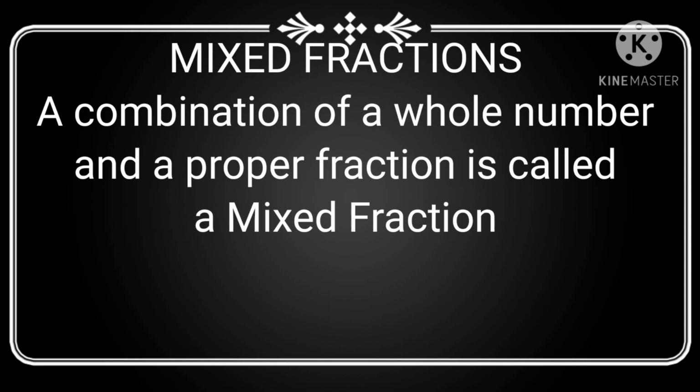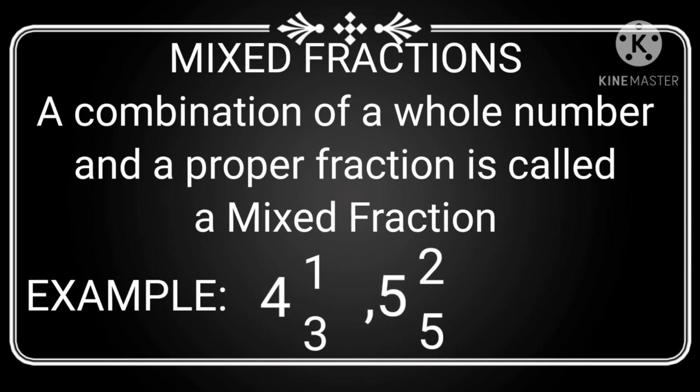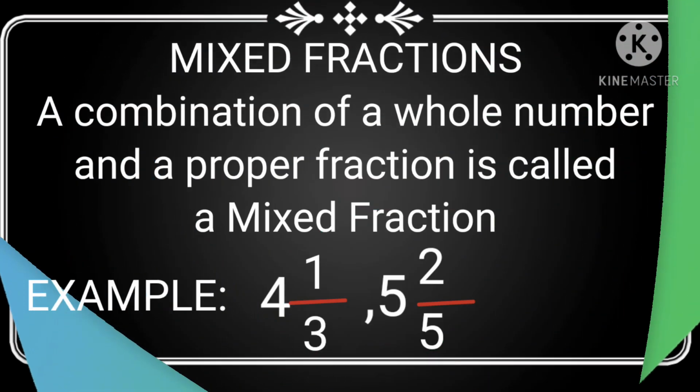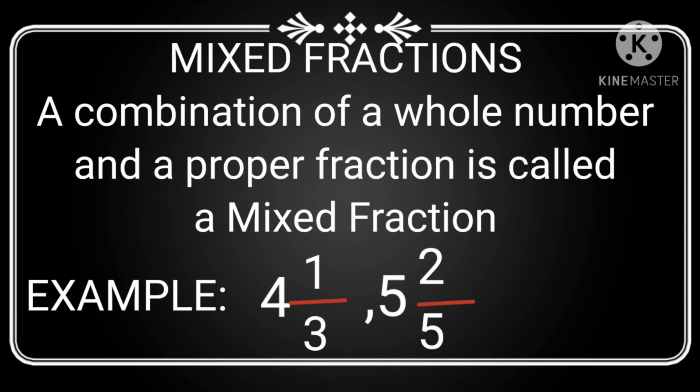Mixed fraction. A combination of a whole number and a proper fraction is called a mixed fraction. Example, 4 1 by 3 and 5 2 by 5. Here 4 is the whole part and 1 by 3 is the fraction part, or it is the proper fraction because the numerator is less than the denominator.